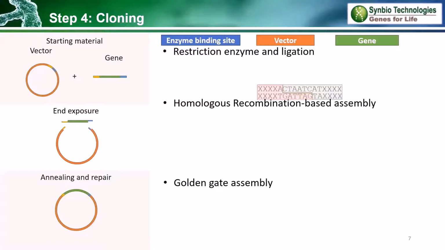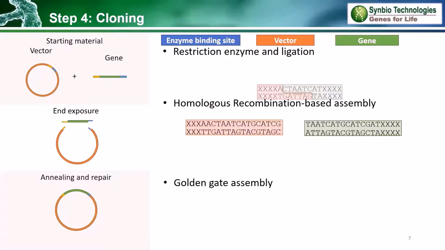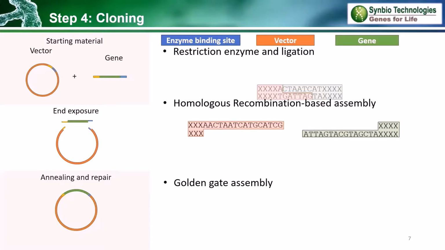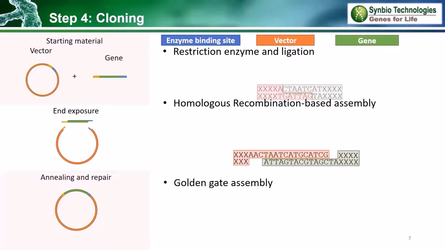For homologous recombination-based assembly, the ends of the vector and the gene fragment are homologous. So we can add an exonuclease that will degrade the DNA in a 5' to 3' direction, thus removing those bases. This will create sticky ends again that will be able to anneal to one another. However, that exonuclease is not specific, so it'll cut past the region of homology. This means we have to add in a DNA polymerase in order to fill in those missing bases, and then we can add a ligase in order to repair the nicks that are created.